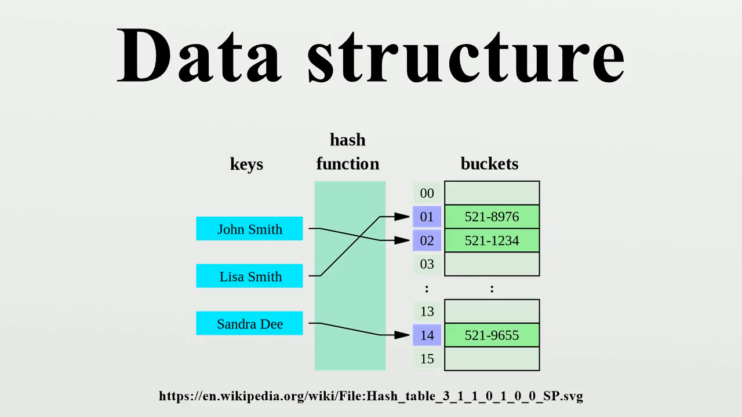Overview. Data structures are generally based on the ability of a computer to fetch and store data at any place in its memory, specified by a pointer, a bit string representing a memory address, that can be itself stored in memory and manipulated by the program. Thus, the array and record data structures are based on computing the addresses of data items with arithmetic operations, while the linked data structures are based on storing addresses of data items within the structure itself. Many data structures use both principles, sometimes combined in non-trivial ways.